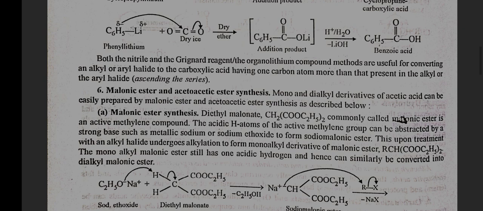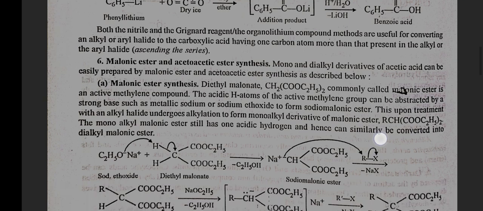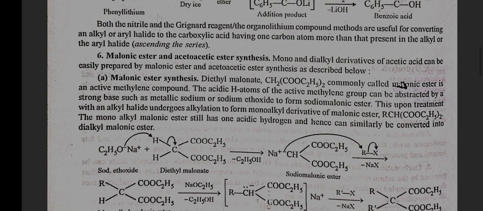Sixth, malonic ester and acetoacetic ester synthesis. Mono and dialkyl derivatives of acetic acid can be easily prepared by malonic ester and acetoacetic ester synthesis as described below. Malonic ester synthesis. Diethyl malonate, commonly called malonic ester, is an active methylene compound. The acidic hydrogen atom of the active methylene group can be abstracted by a strong base, such as metallic sodium or sodium ethoxide, to form sodio-malonic ester.